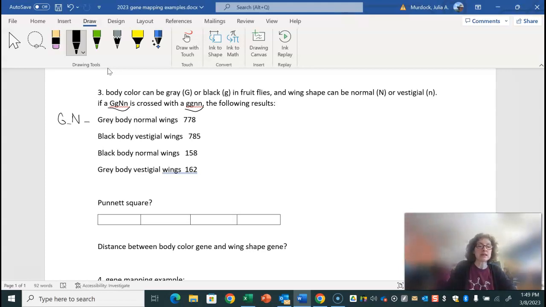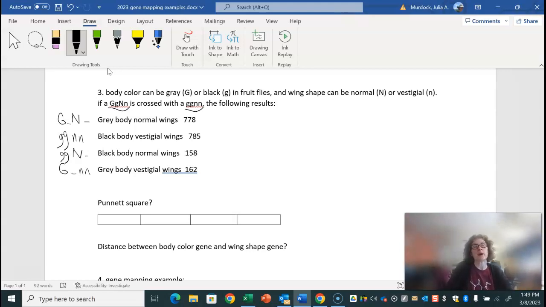Black body vestigial wings would be 2 little g's because black is recessive. Vestigial is also recessive, so 2 little n's. So pure recessive, 785. Black normal would be 2 little g's, recessive black, but dominant normal wings. Gray body vestigial wings would be big G for gray body and little n's for vestigial wings. Okay, so definitely this does not follow the 9:3:3:1 ratio.